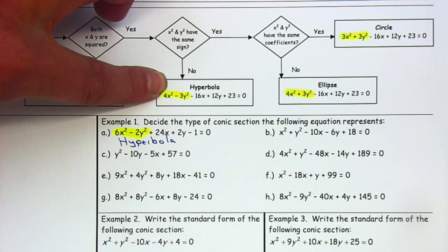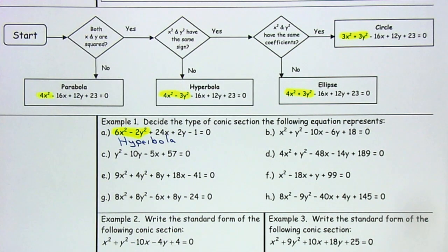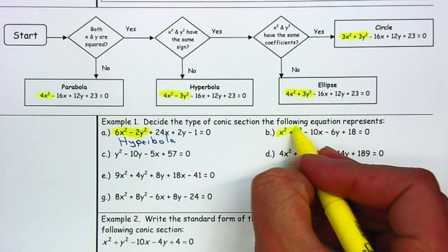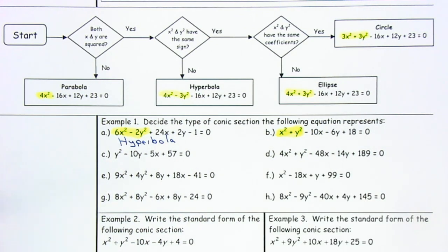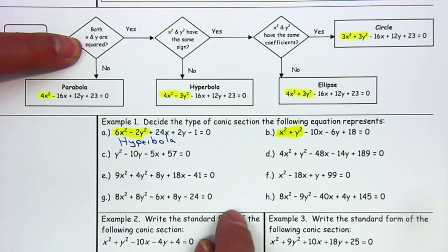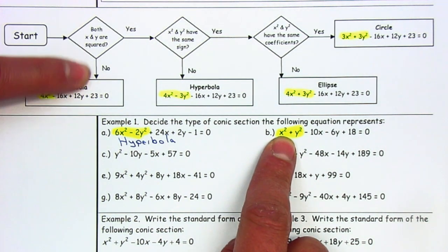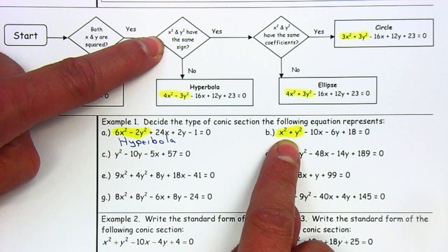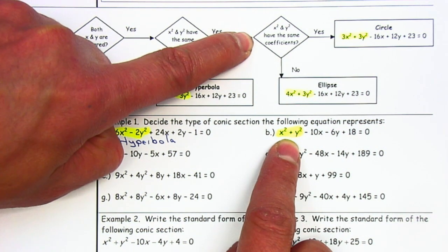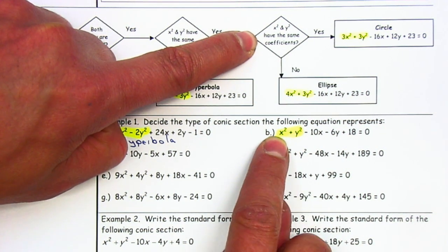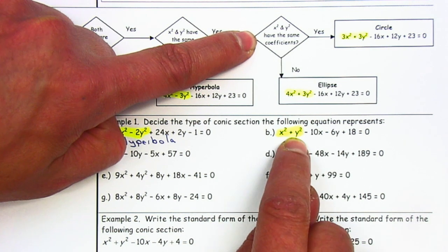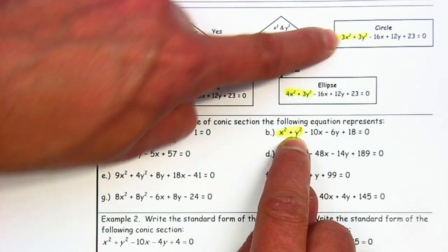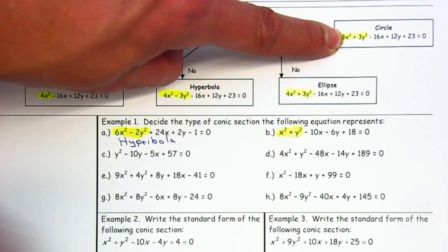Let's go on to the next one. I'm only focusing my attention on the ones that are squared, the x squared and the y squared. Are both x and y squared? Yes. So I continue. Do they have the same sign? In this case, they both are positive, so yes. Do they have the same coefficient? Yes, the coefficient for this one is 1, and the coefficient for this one is 1, so yes, it is a circle.